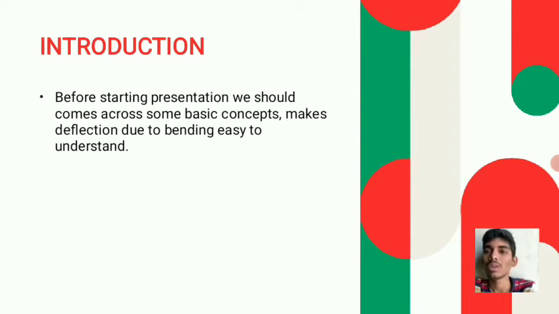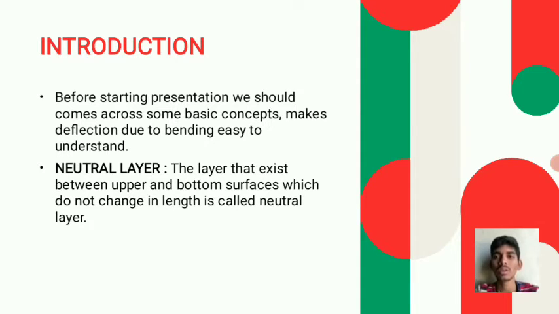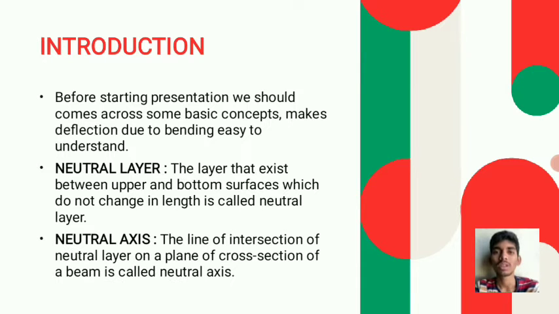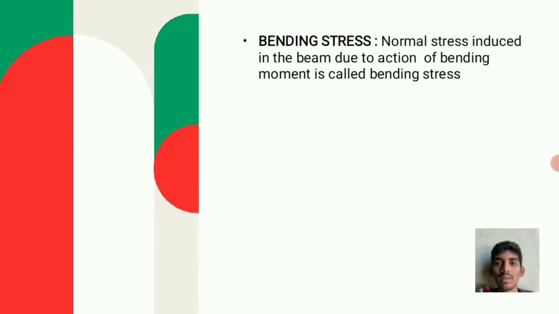Introduction. Before starting the presentation, we should come across some basic concepts which make deflection of a beam easy to understand. First, neutral layer. The layer that exists between the upper and bottom surface and which does not change its length when it undergoes bending is called the neutral layer. Next, neutral axis. The line of intersection of the neutral layer on the plane of cross section of a beam is called the neutral axis.